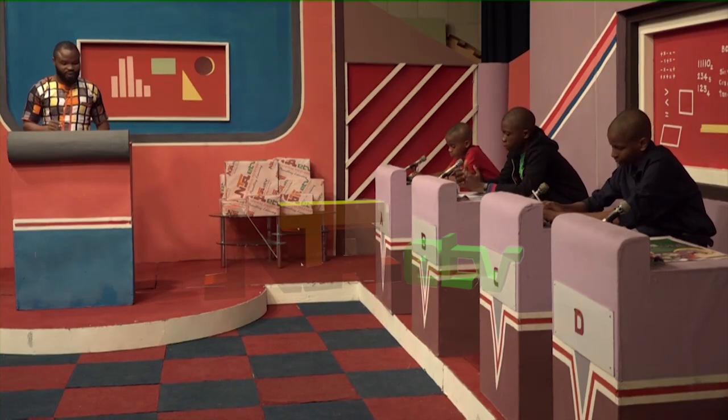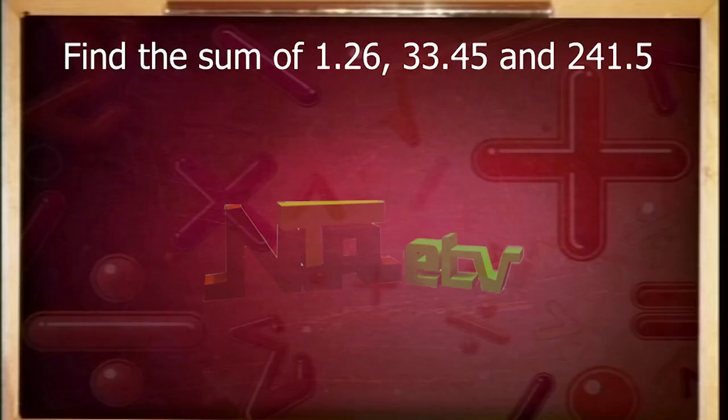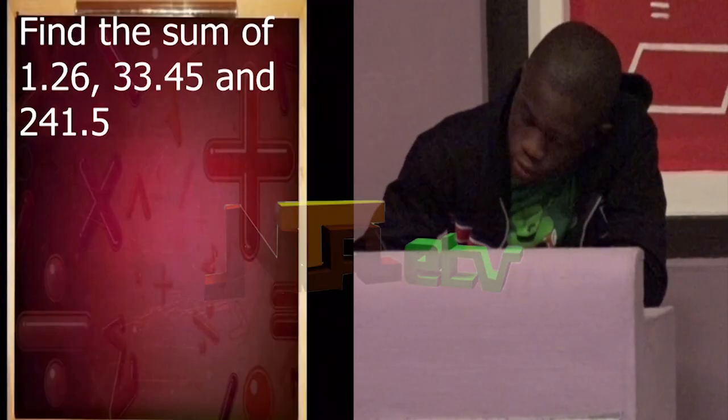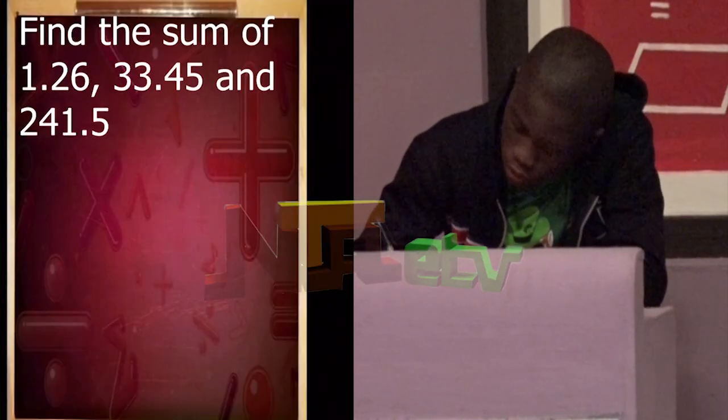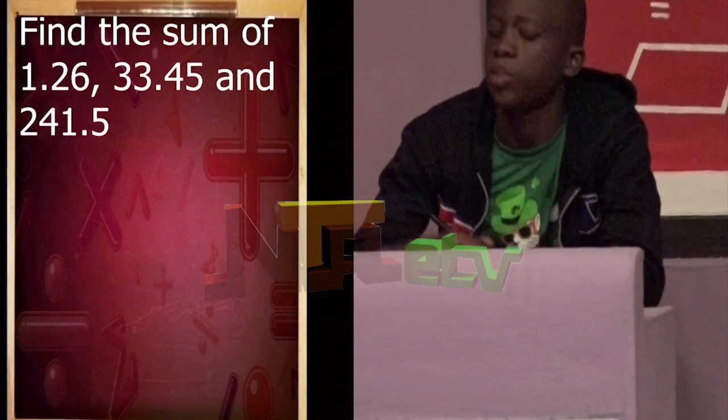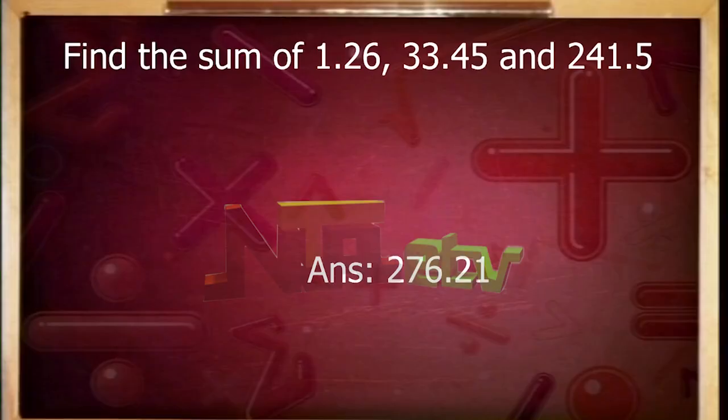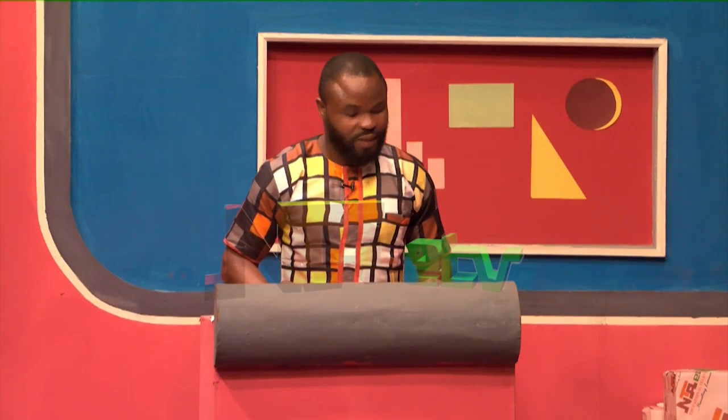Contestant B, your question. Question 3. Find the sum of 1.26, 33.45, and 241.5. That is equal to 276.21. That is correct. 276.21 is the sum of those numbers.